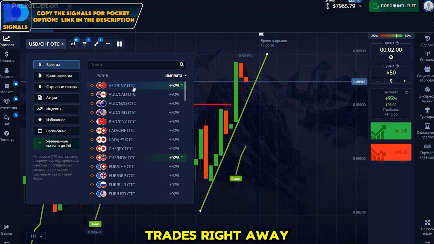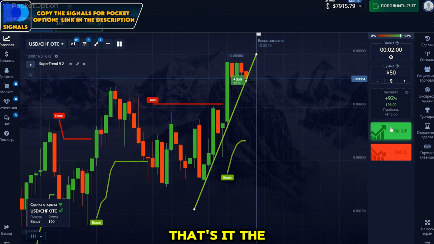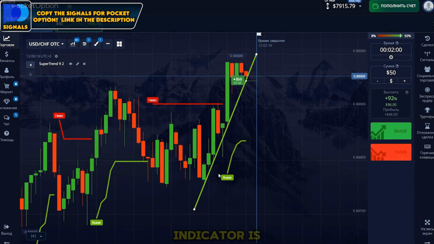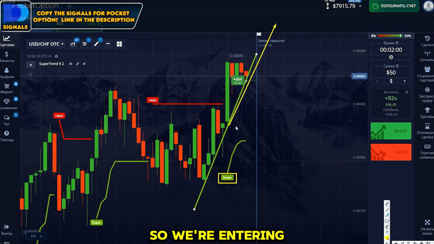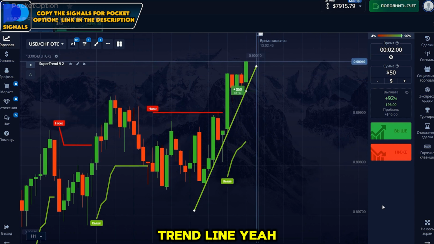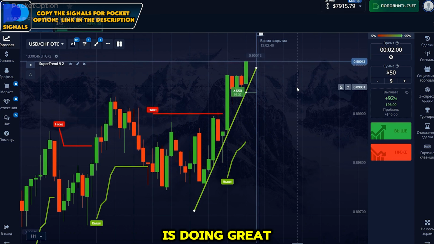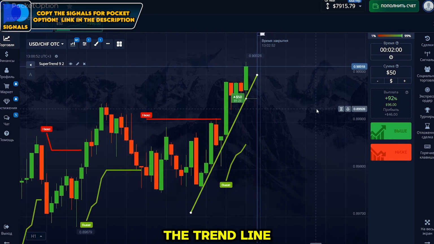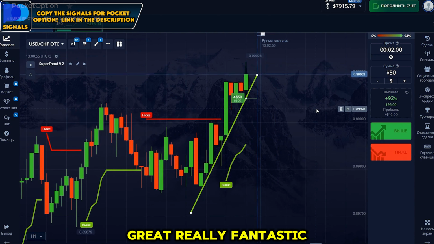Let's go ahead and make the trades right away. I'm opening for 2 minutes, guys. That's it, the trade is on. And so we see an interesting result. Our Supertrend indicator is giving us a signal to go up, and the price is currently going up. So we're entering up in the direction of the price movement and signal. Accordingly, from the trend line, as we can see, the candle is doing great. So if we use this indicator in conjunction with the trend line, friends, it works just great, really fantastic.